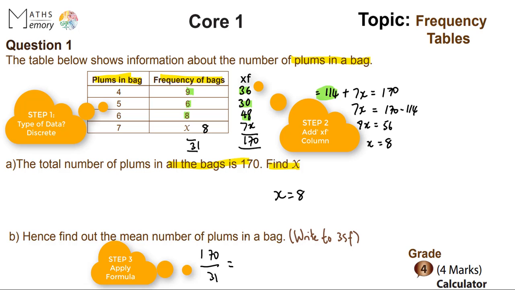If you do this on the calculator to 3 significant figures, 5.48 would be your answer. Obviously we can't have 5.48 plums, but let's write this because it's told us that. Obviously we can use some common sense in the exam by rounding to the nearest whole number, or what it may be, if you see that's needed. There we go.